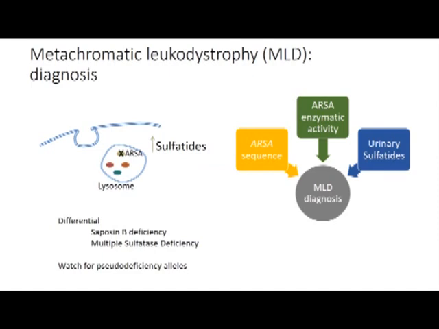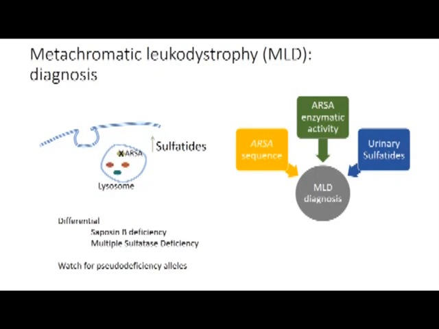The ARSA sequencing can be helpful in prognosticating and also understanding which subtype of MLD a child may have. This is because there's a reasonably strong genotype-phenotype correlation among the MLD population, although this is not true for combinations of alleles, as it is unclear how they combinatorially affect each other.